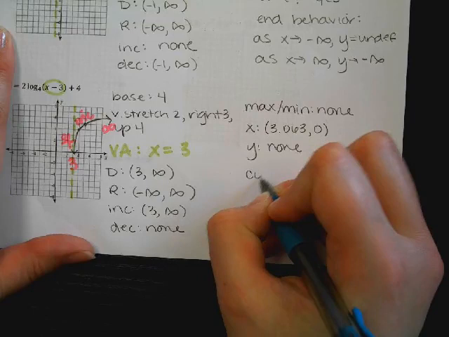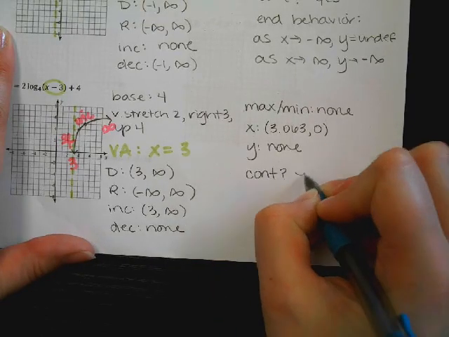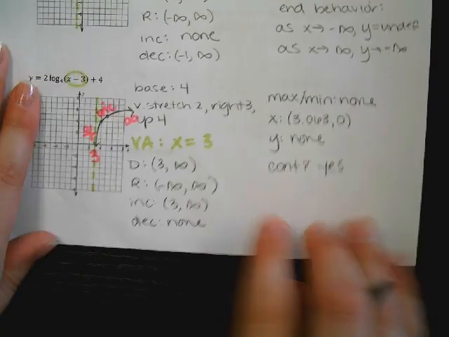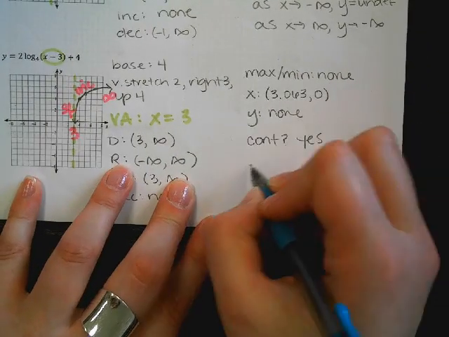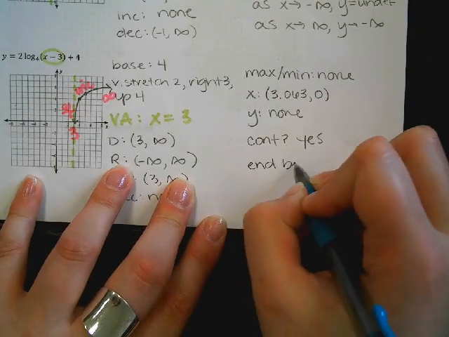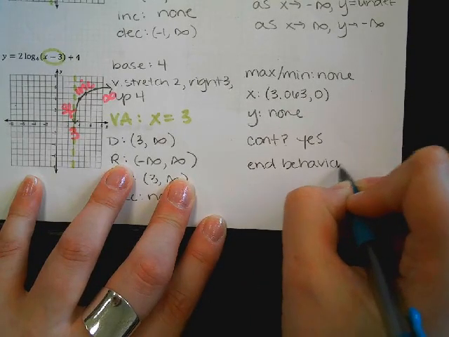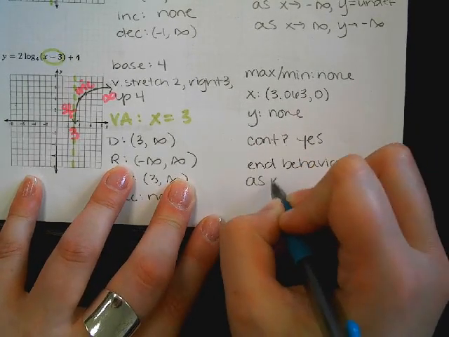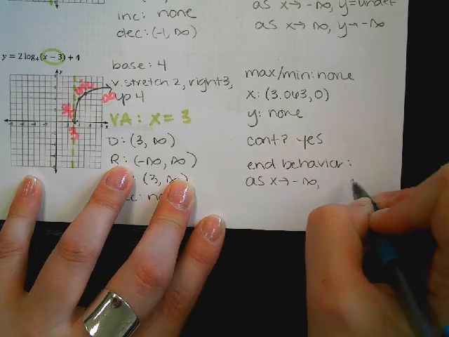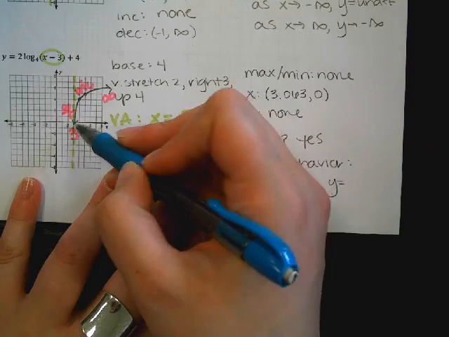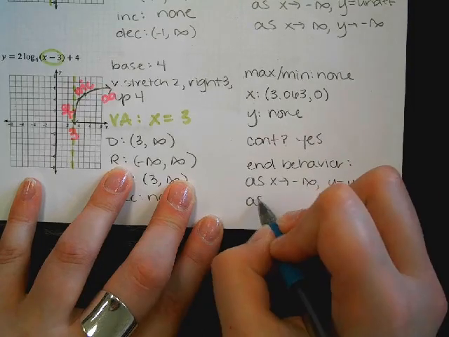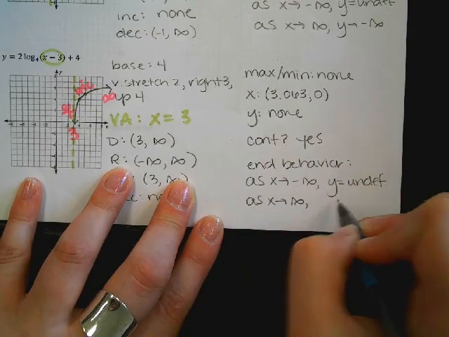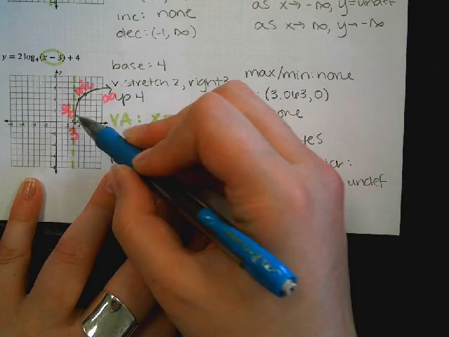All right, is this graph continuous? The answer is yes. You can trace it with your finger without picking up your finger, so we can get the whole thing. For the end behavior, as x goes left forever, we realize that it does not go left forever, it stops. So we're going to say undefined. As x goes to the right forever, the y value goes up.